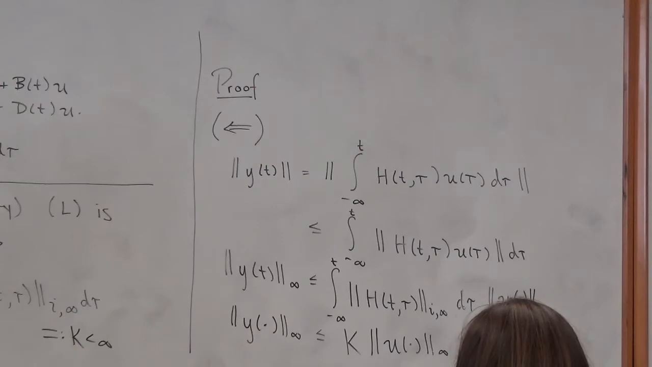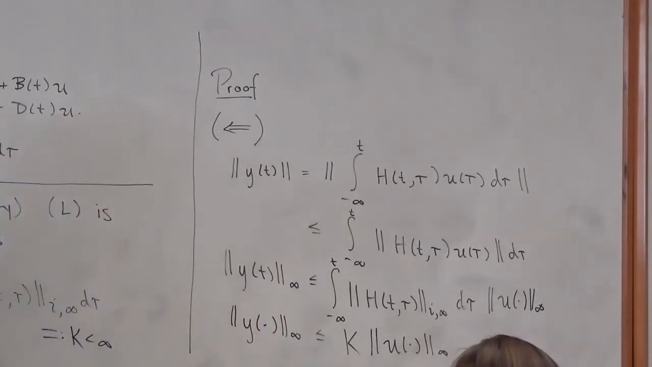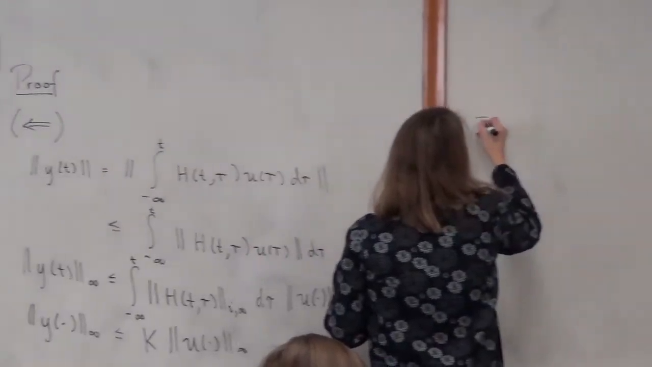So that direction of the proof is fairly straightforward. So if we have that this is finite, then we see that bounded inputs produce bounded outputs. Now, the other direction we'll prove by contradiction.